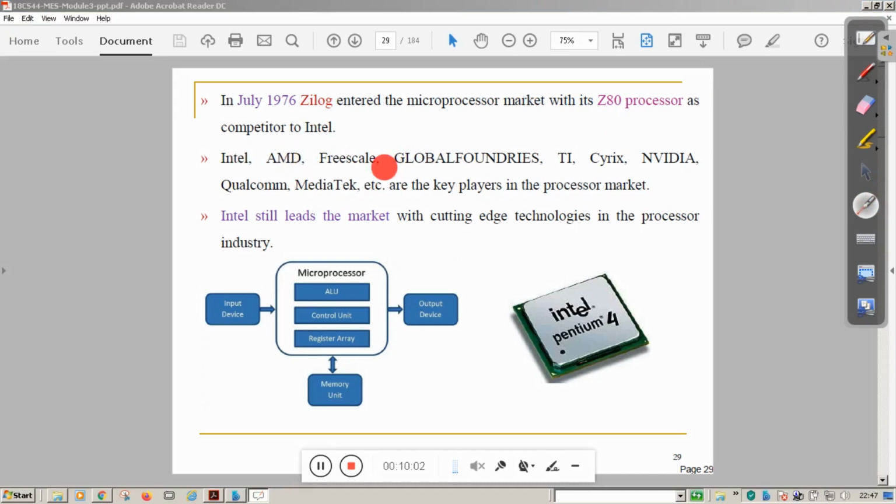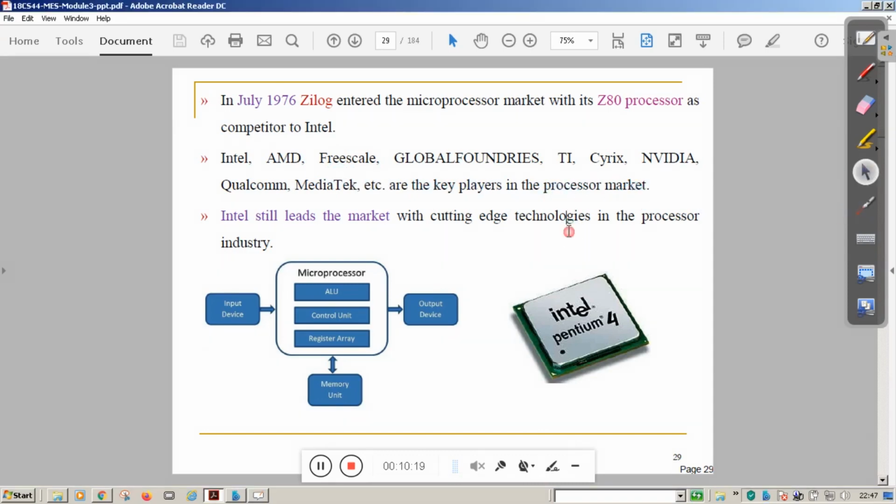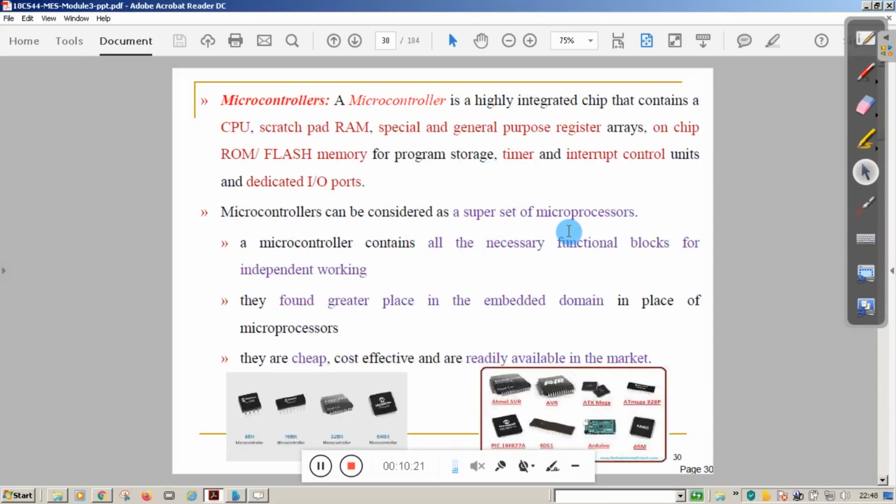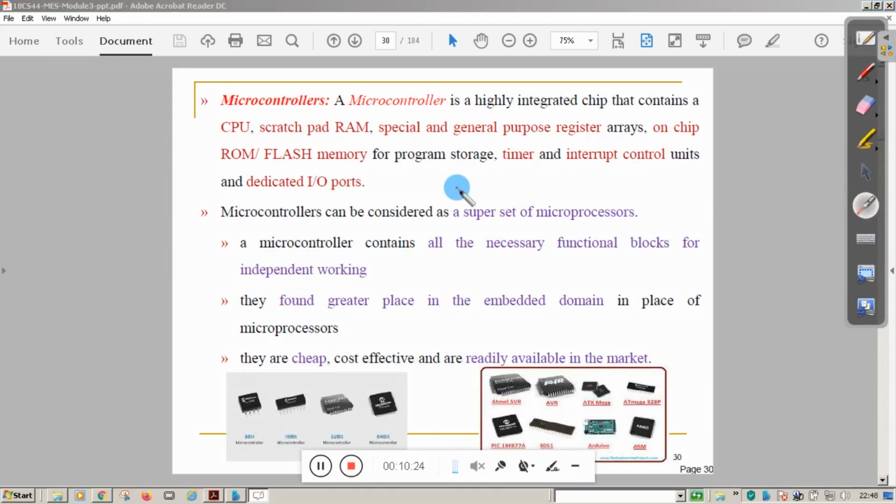So these are the different vendors. They are the key players in the processor market, like Intel, AMD, Cyrix, Nvidia. All these are different players who play a key role in the processor market. So now, after talking about microprocessor, we'll see microcontroller.